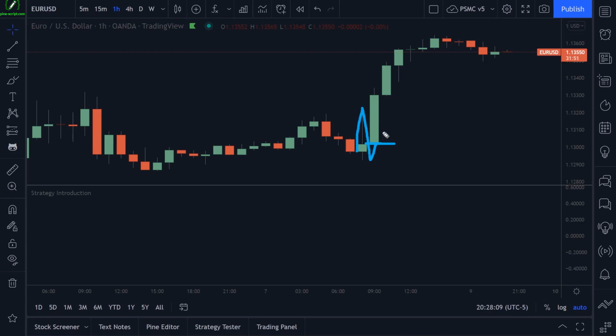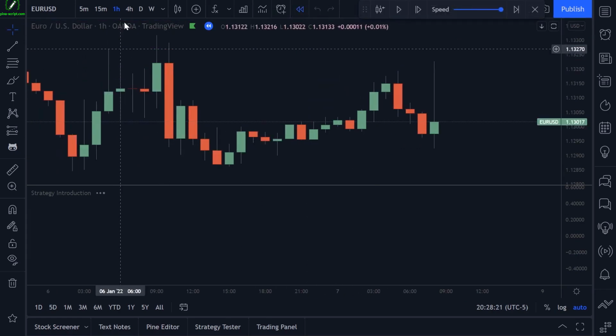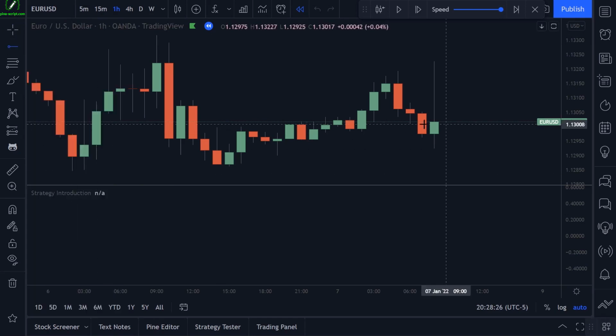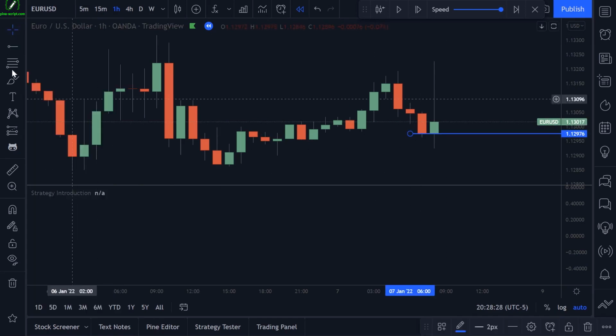So it's important to remember that the broker emulator simulates that intra-bar price action. The only way to confirm what happened on this intra-bar price action is to use the bar replay tool and drop down to a lower time frame, like a 5-minute chart, for example. It helps to mark the open and close of the bar you want to analyze.